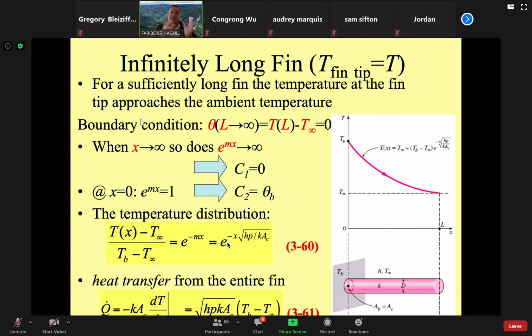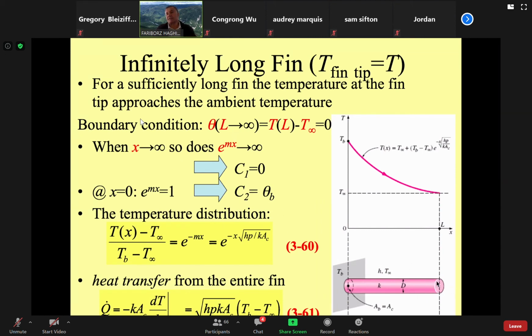The procedure: what assumptions you make, and what technique you use to solve the differential equation. Now we would like to see, if this is your fin here, how much heat is lost from this fin. As I mentioned, this could be cylindrical or rectangular. We want to find how much heat is lost in the scenario where the fin is too long.